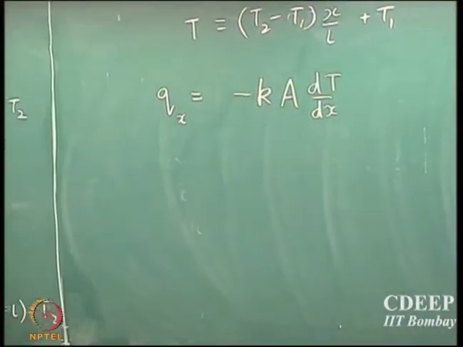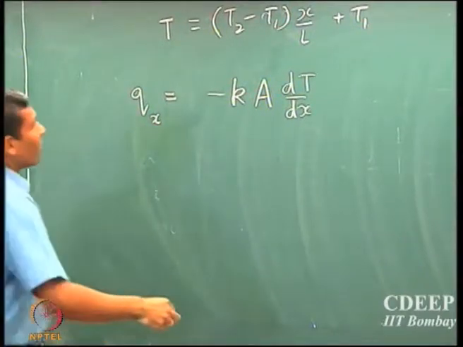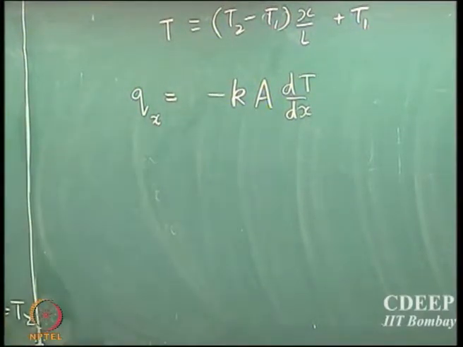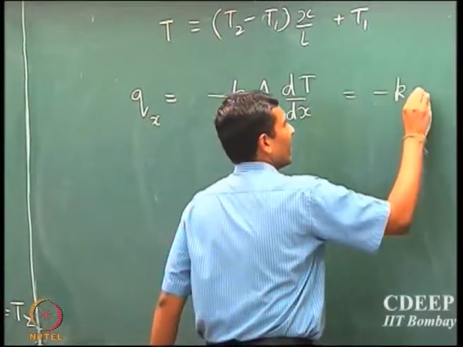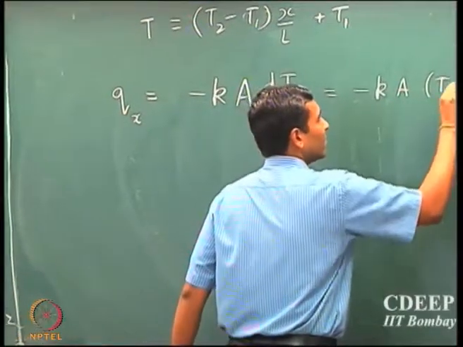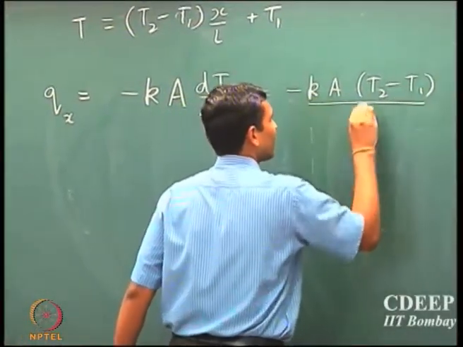So it's very easy. What is the gradient, dT by dx? It's T2 minus T1 by L, right? So it will be minus K A into T2 minus T1 by L.